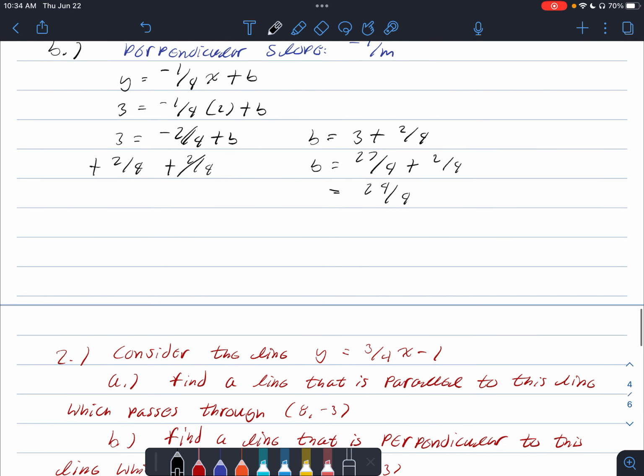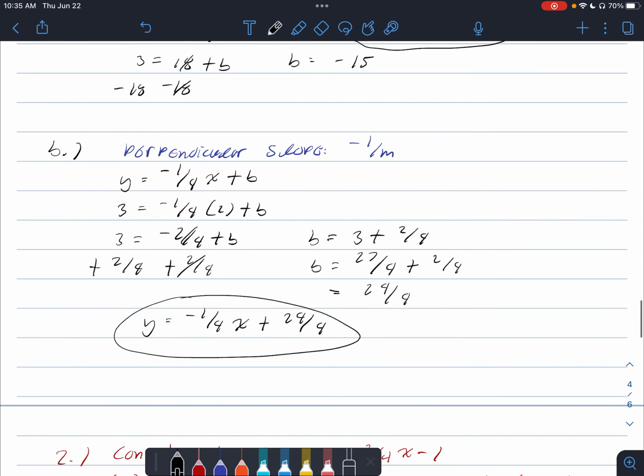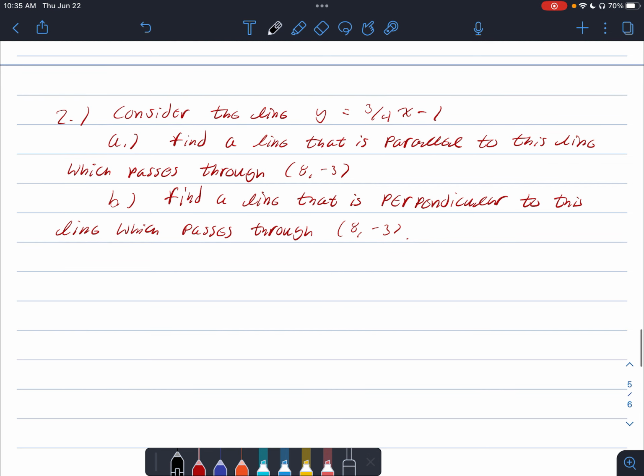So that means the equation for a line that is perpendicular to our initial line is going to be y equals negative 1 over 9x plus 29 over 9. So there we go. Now let's look at this one.